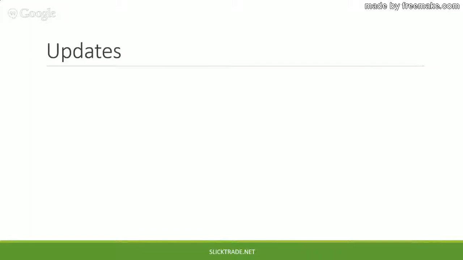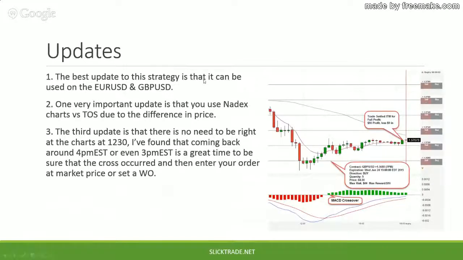Now the updates to this strategy. The best update is that it can be used on the Euro USD and the GBP USD. Number 2, one very important update is that you use Nadex charts versus the TOS. Some people were writing me stating that the strategy wasn't working for them, and I couldn't understand because I hadn't had any losses on it. There were a few times it didn't set up correctly, so I thought maybe that's what they were referring to, but actually it was because from using Thinkorswim, there's a difference in price.